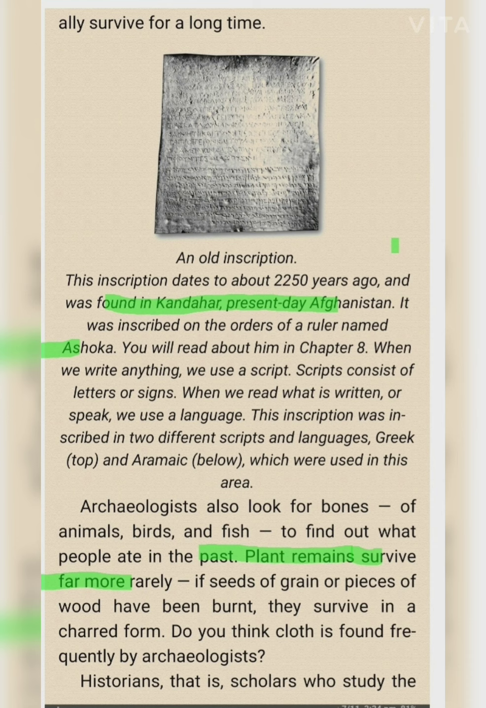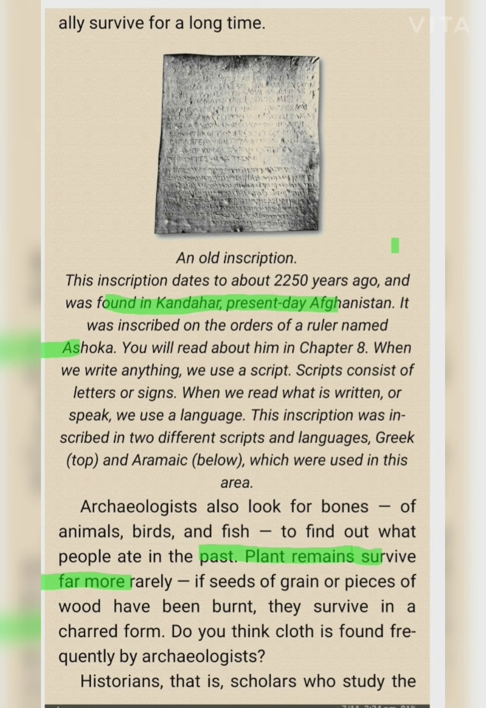Archaeologists also look for bones of animals, birds, and fish to find out what people ate in the past. So, besides the objects made in the past, archaeologists, while exploring, also look for the bones of animals, birds, and fish, to understand what people used to eat in those times.